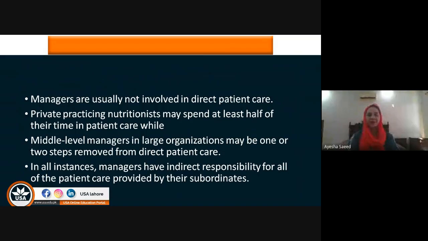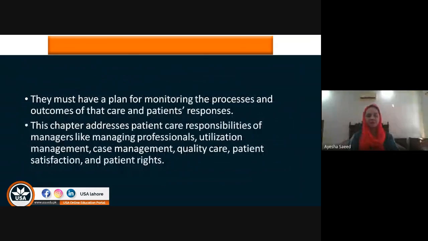They must have a plan for monitoring the processes and outcome of that care and patients' responses. It's their responsibility to monitor the actions of the healthcare providers, and it is their responsibility to take patients' responses. Are they satisfied with the services or not satisfied? How the services could be improved.